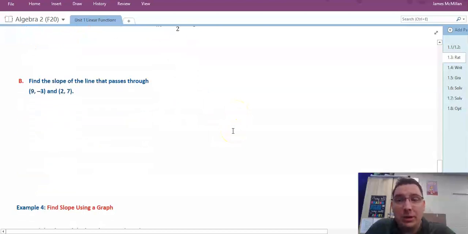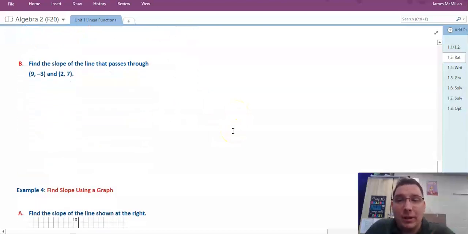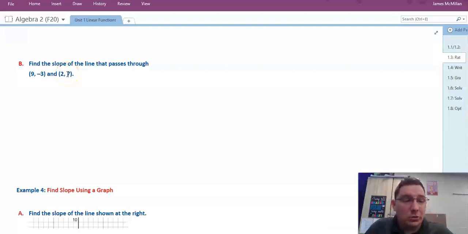As we look at example B, we're going to find the slope of the line that passes through (9, -3) and (2, 7). Again, I hope that you've already tried this problem. If you haven't, pause here and try this one again, and then we'll look at it. And so we're going to plug this into our slope formula.